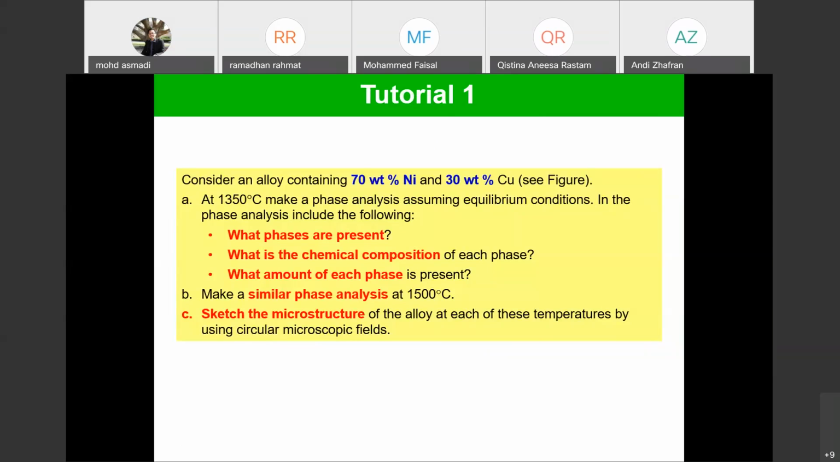And B, make a similar phase analysis at 1500 degrees C, as well as C, sketch the microstructure of the alloy at each of these temperatures by using circular microscopy field. So how are you going to solve this problem actually?